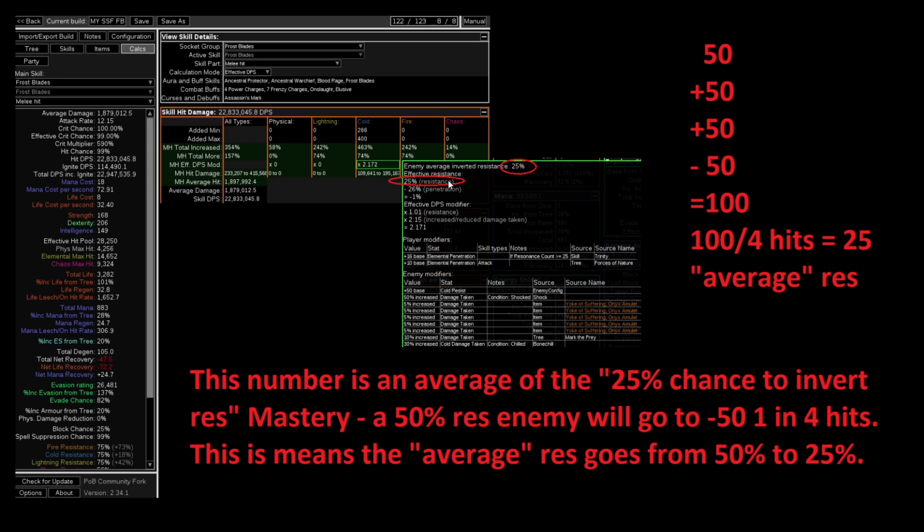So you add up all these numbers here together. Well, hold on, let me slow down. First, the first thing that PoB does is it calculates resistance. Okay, so 50 base is the resistance on this config, and that gets lowered down to 25% because of the elemental inversion mastery. So the inversion mastery with a 25% chance gives you an average of 25 resist. So if you look at this math here, right, if you hit 4 times and you hit for 50, 50, 50, and then minus 50, if you average out those numbers, you get 25 for an average resistance. So that's where PoB gets this number.